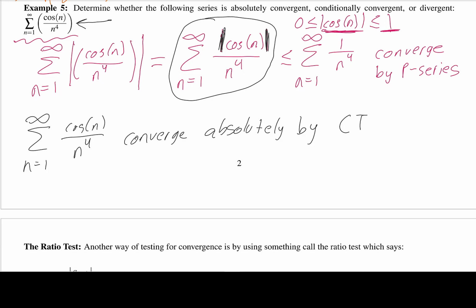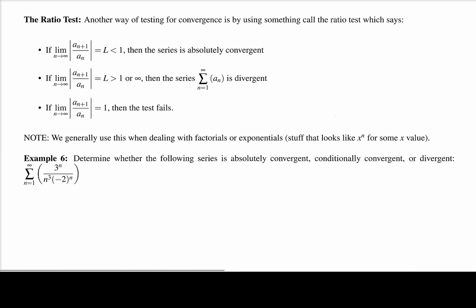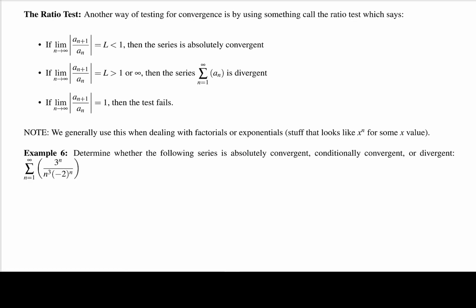All right. Now that we've talked about this, we're going to talk about another way of finding absolute convergence or divergence. And this is going to come from something called the ratio test. Okay. So the ratio test says that if you take the limit as n goes to infinity of the absolute value of a sub n plus 1 over a sub n, and this is equal to some finite number L that's less than 1, then the series is going to be absolutely convergent. We know this is going to be a finite number, right? Because we have absolute value right here.